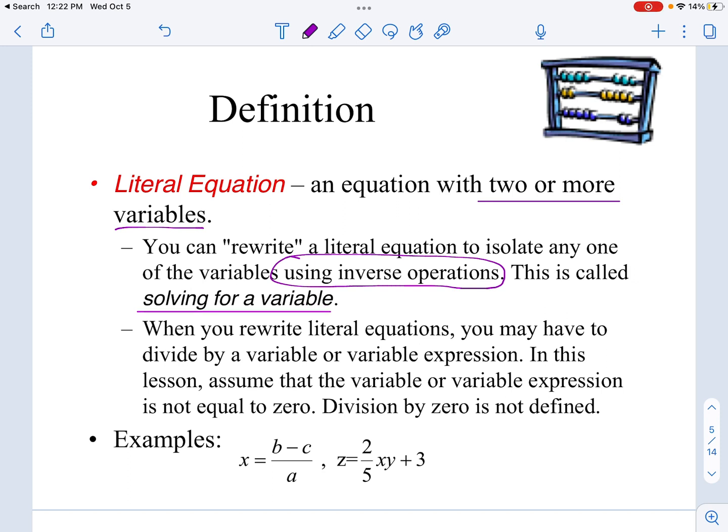When you rewrite literal equations, you may have to divide by a variable or variable expression. In this lesson, assume that the variable or variable expression is not equal to 0. Division by 0 is not defined. And these are examples of literal equations. As you can see, you have 2 or more variables in both of those equations.